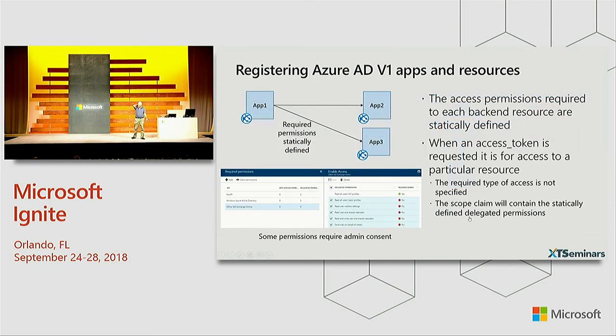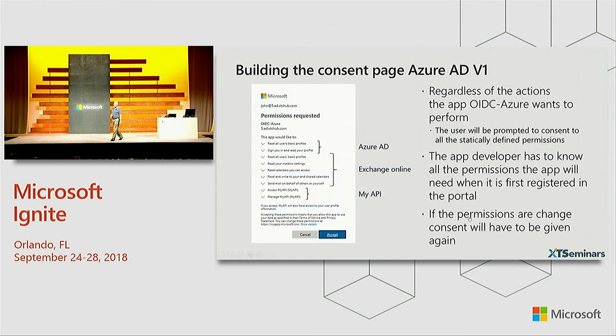Now, we saw this slide yesterday. V1 endpoints, we are setting up a static definition between the app and the backend APIs. Right? It's statically defined, so you're going to resource 1, we want read, resource 2, we want read write, resource 3, we want delete. All right? And when the access token is requested, you don't request it using a permission. You say, I want an access token to a particular resource. What permissions are going to be in that token are statically defined, which means you create quite an issue.